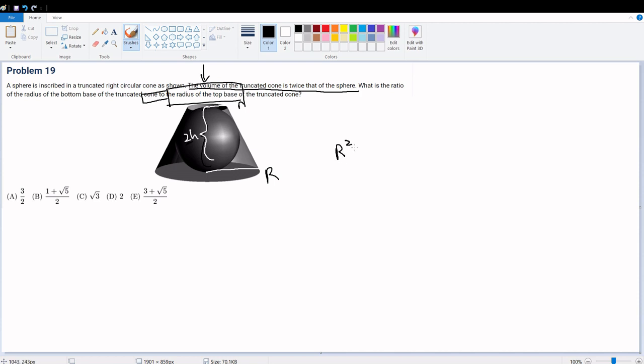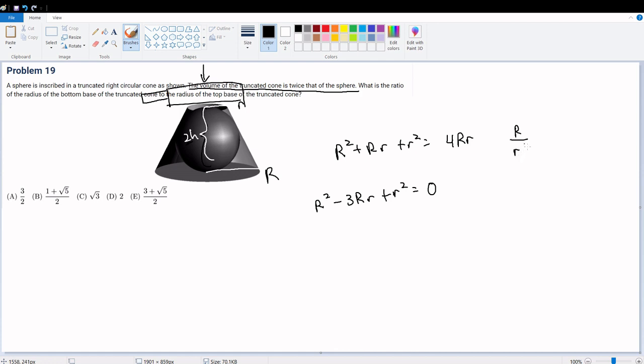Alright, so to pick up where we left off, we had this equation after making this substitution that 4h squared was the same thing as 4 big R times little r. So let's just move this over here so that it becomes big R squared minus 3 big R little r plus little r squared is 0. And keep in mind what the problem is asking for: it asks for the ratio of the radius of the bottom base, big R, to the radius of the top base, little r.